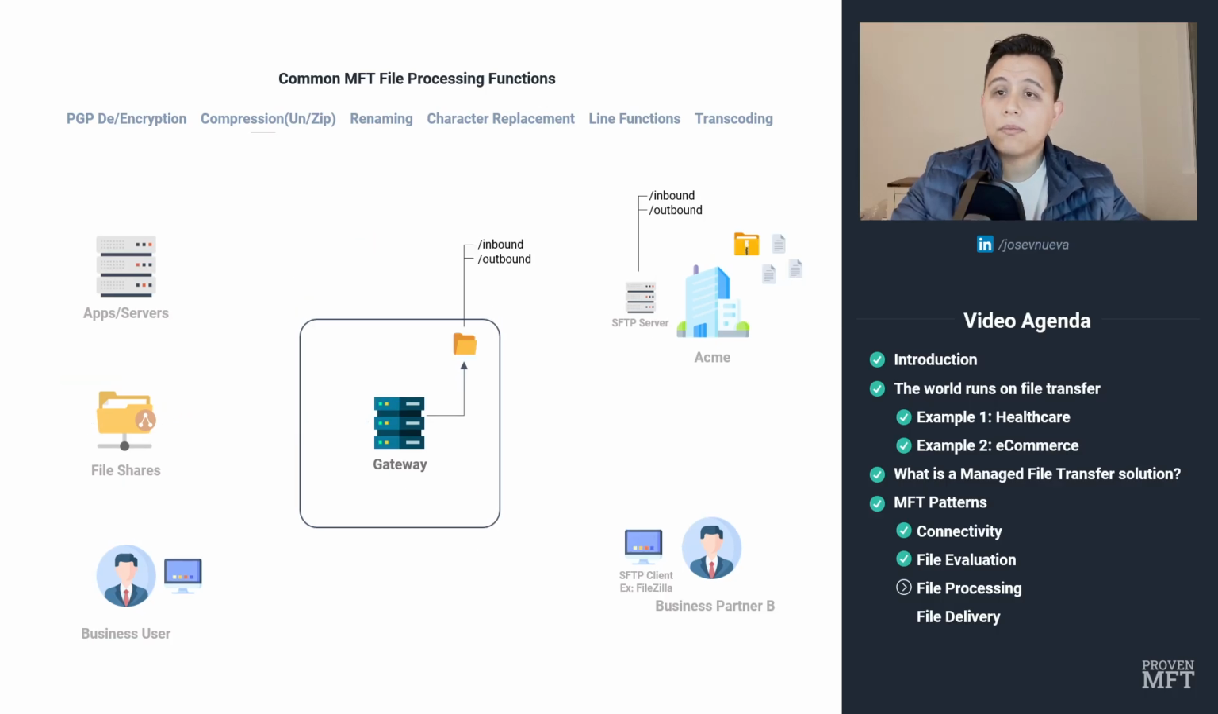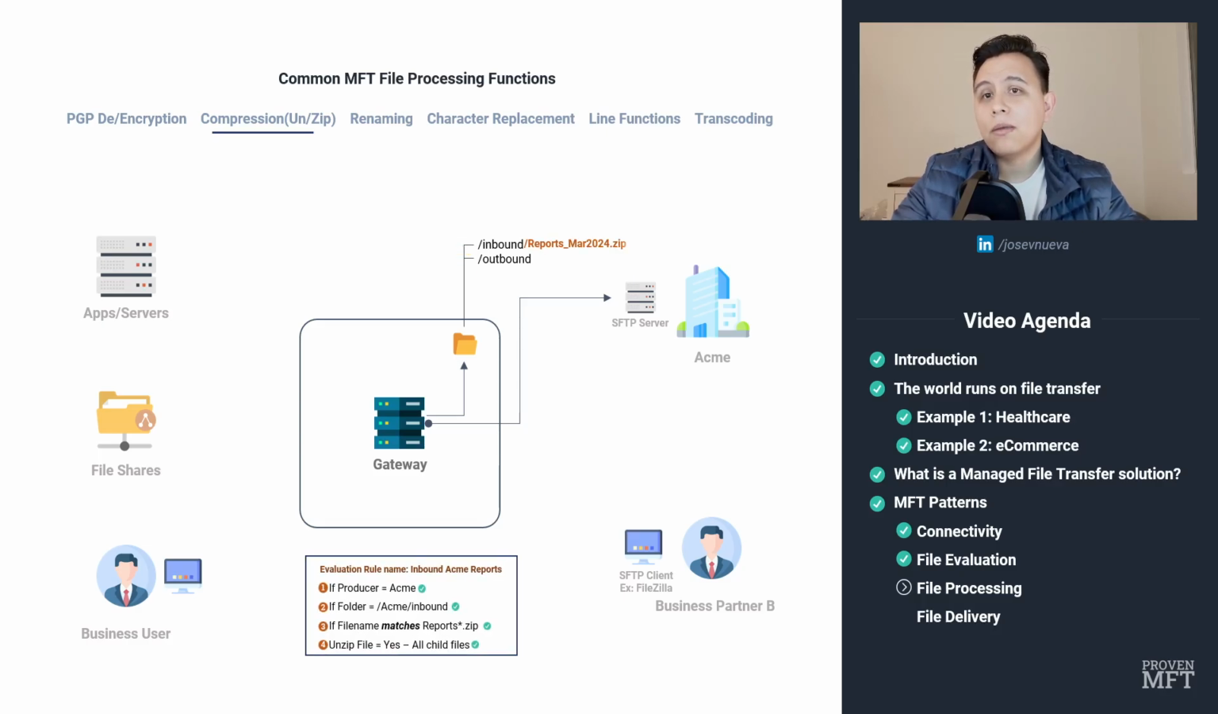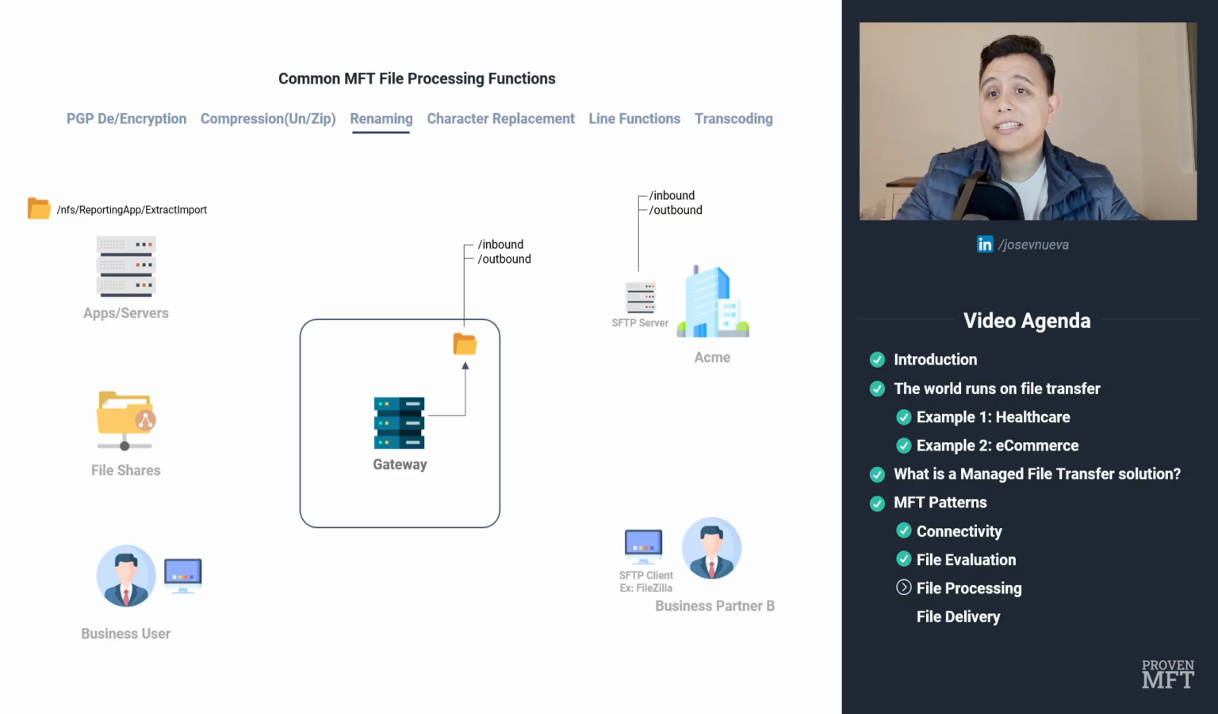Another example can be compression functions. To transfer multiple files faster and in smaller sizes, your partner may compress them into a single zip file, expecting you to unzip them. MFT gateways have functions to unzip the file before delivering the individual files to the target destination. Another typical example is when your partner expects you to follow file naming conventions. MFT gateways can take care of this by renaming files before delivery.